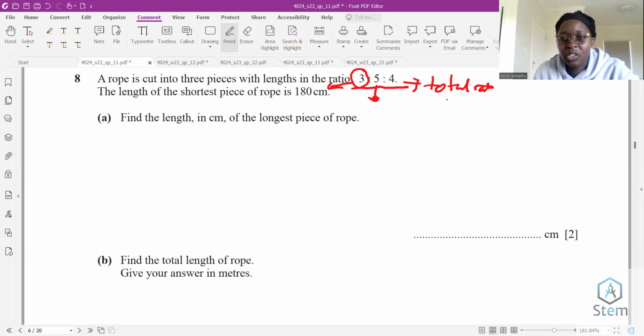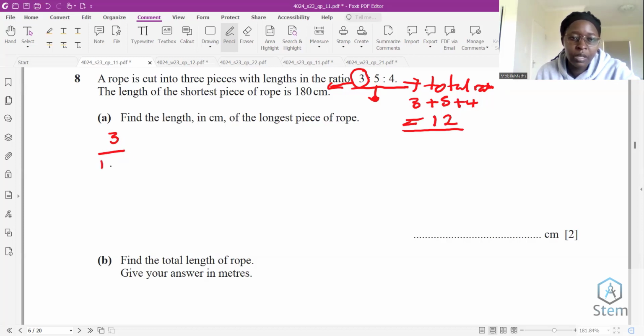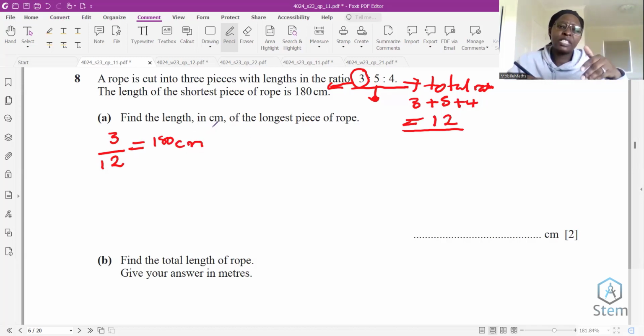Okay, so our total ratio is equal to 3 plus 5 plus 4. This gives us 12. So our total ratio is 12. So the 180 is 3 over 12. So we can say 3 over 12 is equal to our 180 centimeters here. What I've written here is for 3 over 12, it's 180.